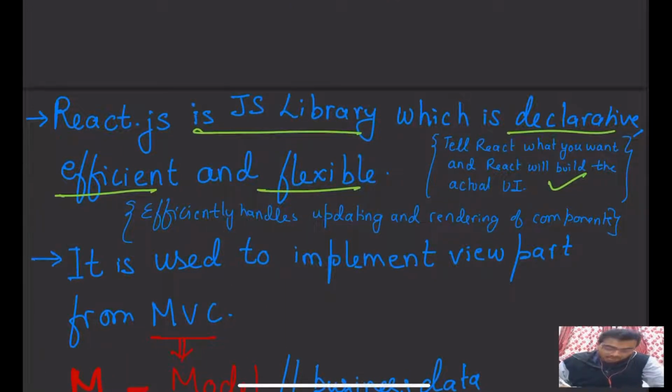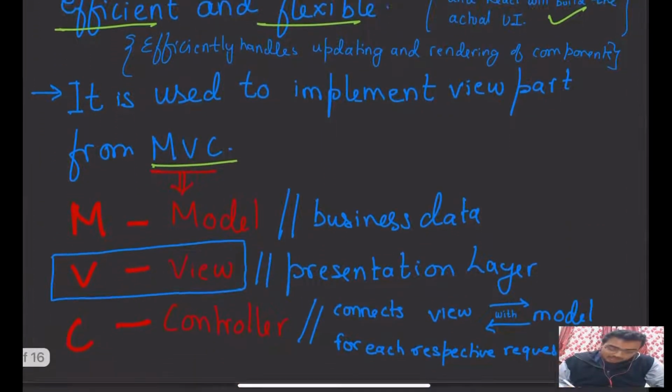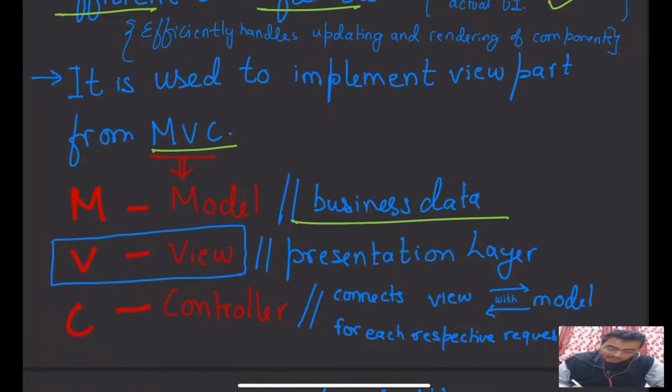What exactly is MVC? MVC stands for Model View Controller. Model deals with the business data, view deals with your presentation layer, and controller connects the view with the model and the model with the view for each respective request. So when we talk about React, React is dealing with the view part of our MVC.